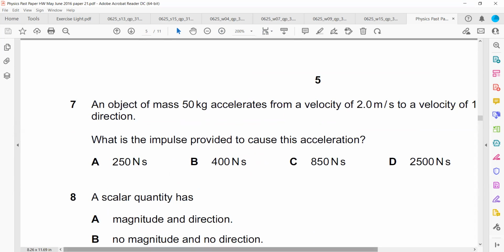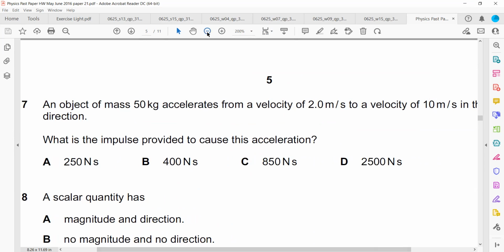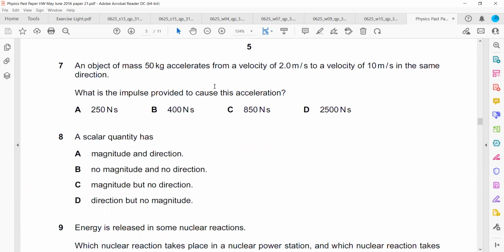In this question, there is an object of mass 50 kilogram accelerated from a velocity of 2 meter per second to 10 meter per second, and the mass is 50. What is the impulse? Impulse is a change in momentum.